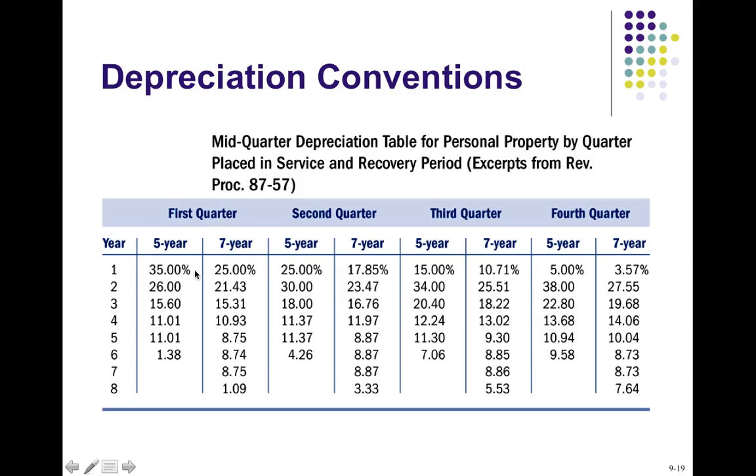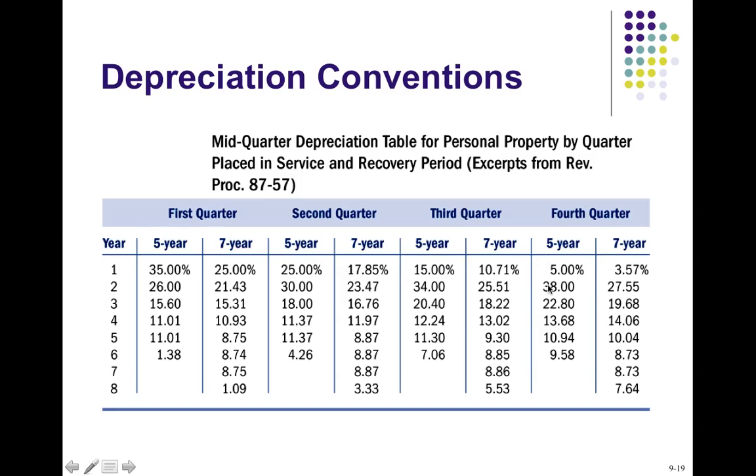And so if you look here, if you have to use the mid-quarter convention, in the first year, if you purchased an asset in the first quarter, you're actually going to get more depreciation using the mid-quarter convention. You get 35% instead of 20%. But if you look at the fourth quarter, you're getting significantly less depreciation if you have to use the mid-quarter convention. Instead of the 20% we see in the half-year table, you only get 5% if you have to use the mid-quarter tables, okay?